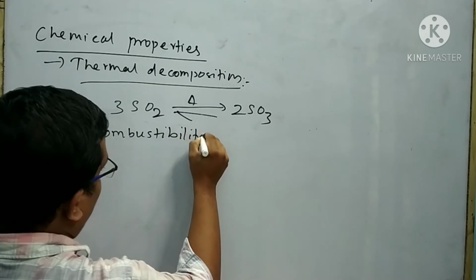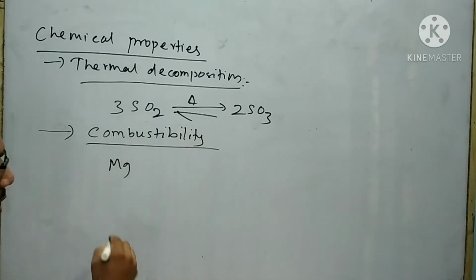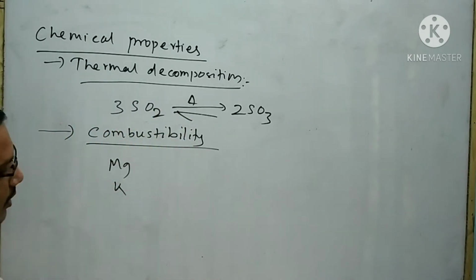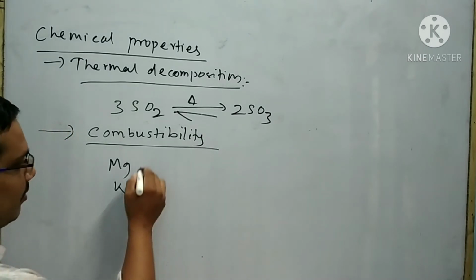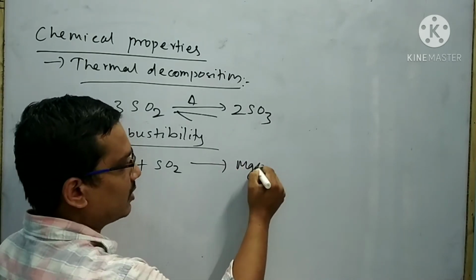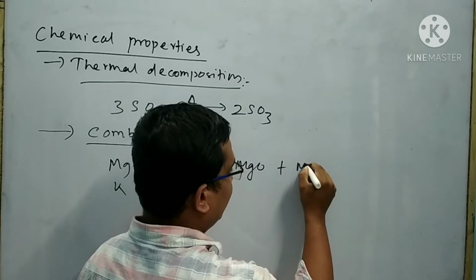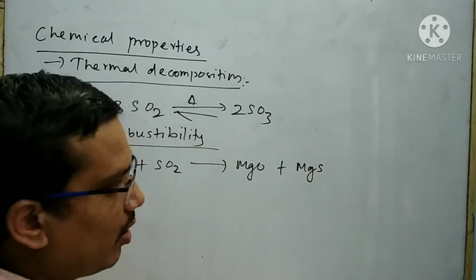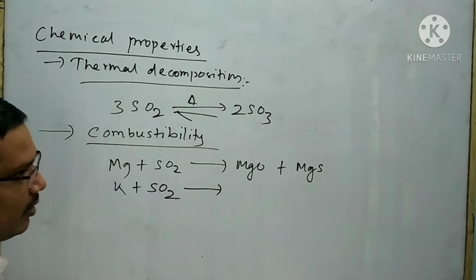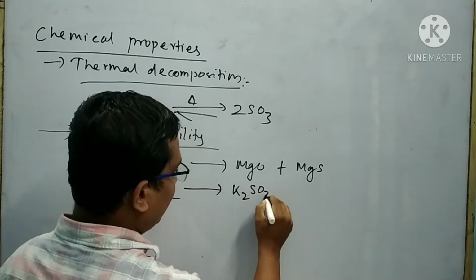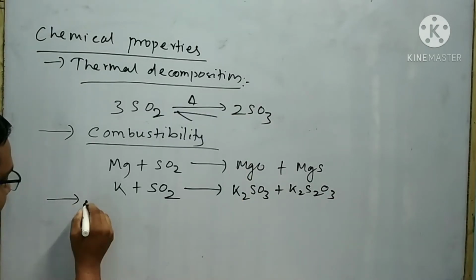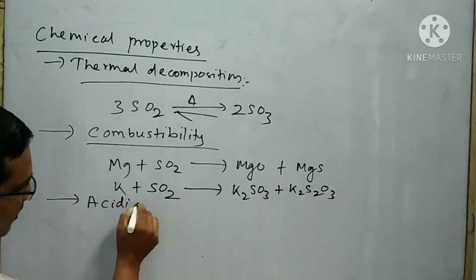Next chemical property is combustibility. Metals like magnesium and potassium burn in sulfur dioxide. So I can write an example: magnesium plus sulfur dioxide gives magnesium oxide, and also magnesium sulfide is formed. Similarly, potassium reacts with sulfur dioxide to produce K2SO3 and K2H2O3.